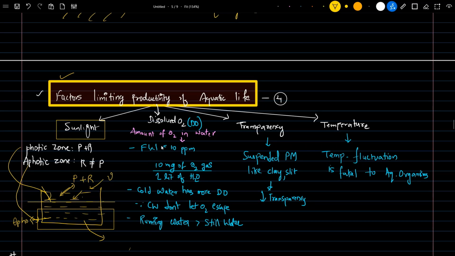Next major factor is dissolved oxygen. So what does dissolved oxygen mean? It is simply the amount of O2 present in the water. So if there is more O2 available in the water body, then it has more dissolved oxygen. Fresh water has in general 10 ppm. Dissolved oxygen is measured in ppm, parts per million, which means 10 ppm is 10 mg of O2 gas present in 1 liter of water.